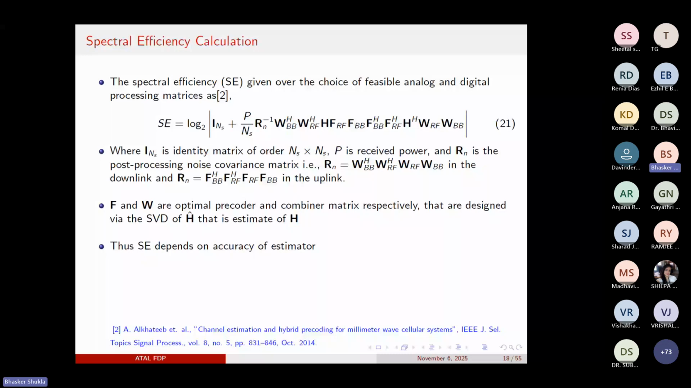So this is the basic reason why we go for channel estimation for such a system: if we want to design the optimal precoder and combiner, we require the singular value decomposition of channel H, and that we can estimate. So the spectral efficiency basically depends upon the accuracy of the estimator. If the estimator is more accurate, then it will provide more spectral efficiency for the overall system.